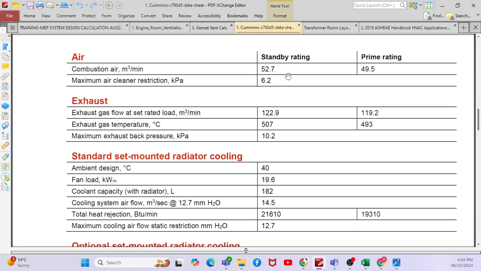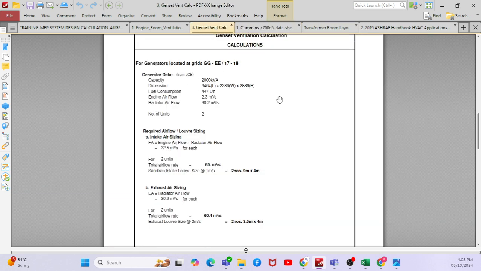If you multiply by 60, it will give you 52.7 multiplied by 60 meter cube per hour, or divide by 60, it will give you meter cube per second. So when you add together, it will give you the total ventilation airflow required. So if you go to one of the guidelines or one of my previous projects, okay, you can see the calculation for the exhaust air and for the radiator intake.